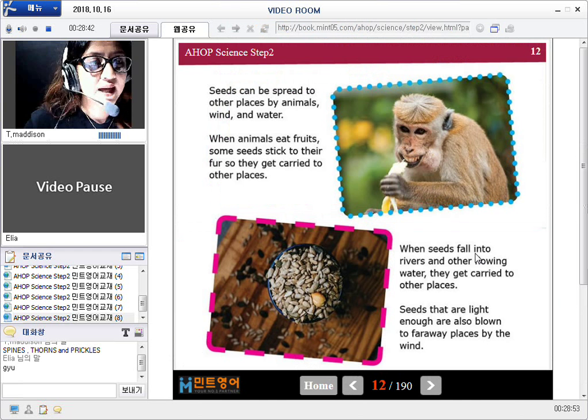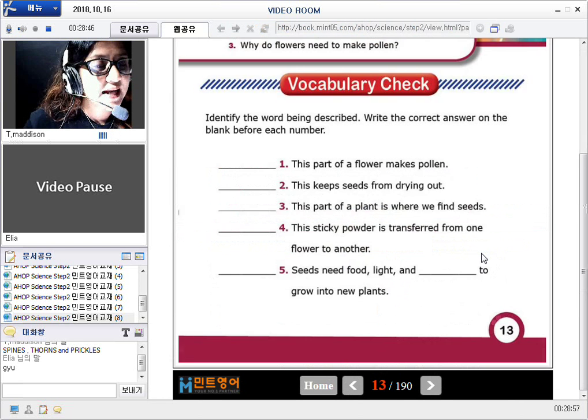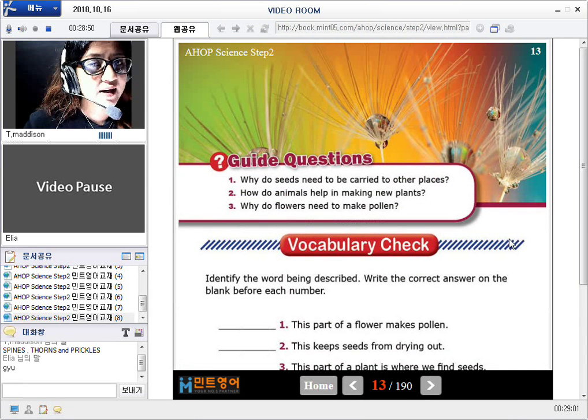Anyway, we are going to continue the next part in our next class, okay? For the guide question, in our next class I'll just put page 13 on our feedback box, okay?